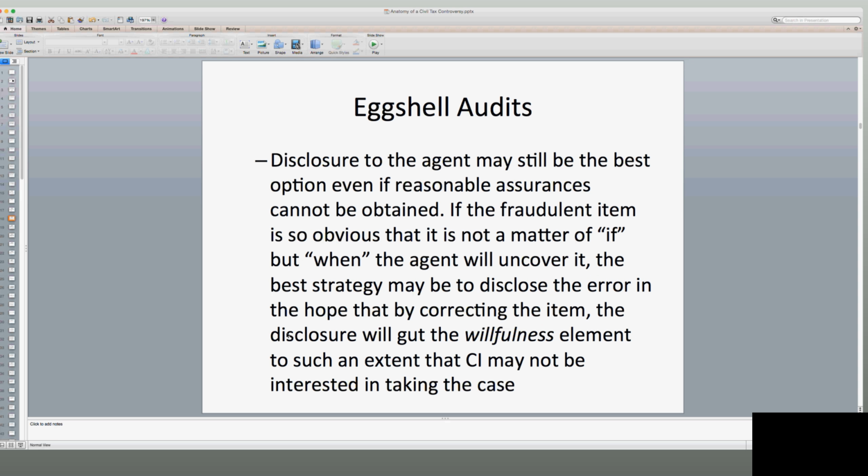And even if it's subtle and the fraudulent item isn't so obvious, disclosure to the agent may still be the best option. And you might be scratching your head now and saying, what did he just say? If it's not so obvious, still disclose? Well, again, I always want to back up and tell you this caveat. Every case is different, and this is a very gross generalization. But what I'm saying here is this.